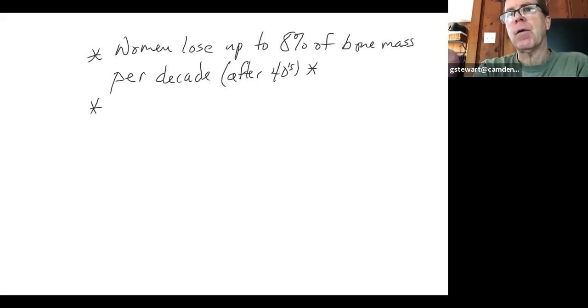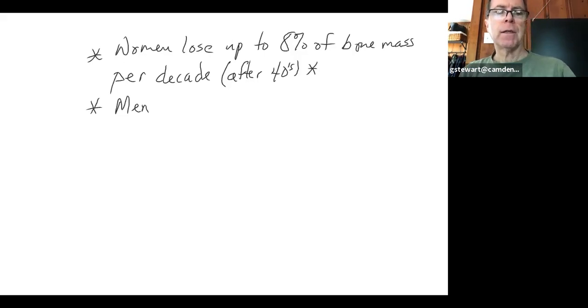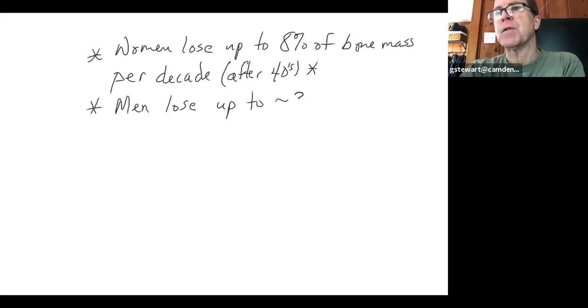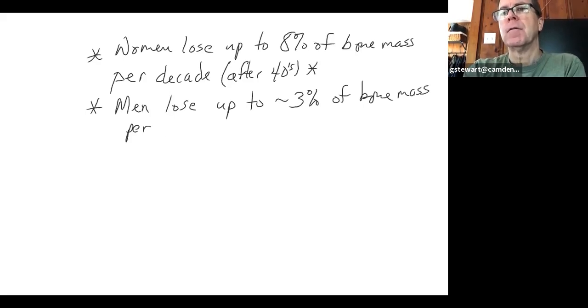Men are still at risk, but not quite as much as women. And the reason is because it's estrogen related. After women go through menopause, their estrogen levels decrease much more so than in men, and men's bodies are less dependent on estrogen to begin with. So men can lose up to about 3%. They're still at risk of losing bone mass, just not quite as much per decade after their 40s.